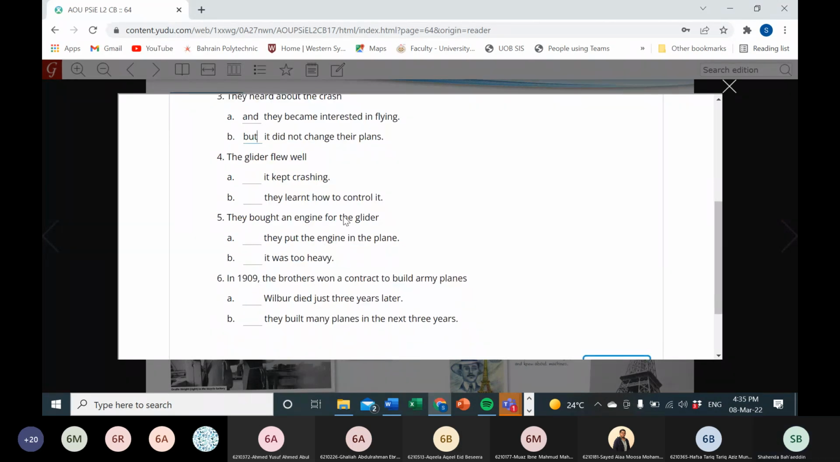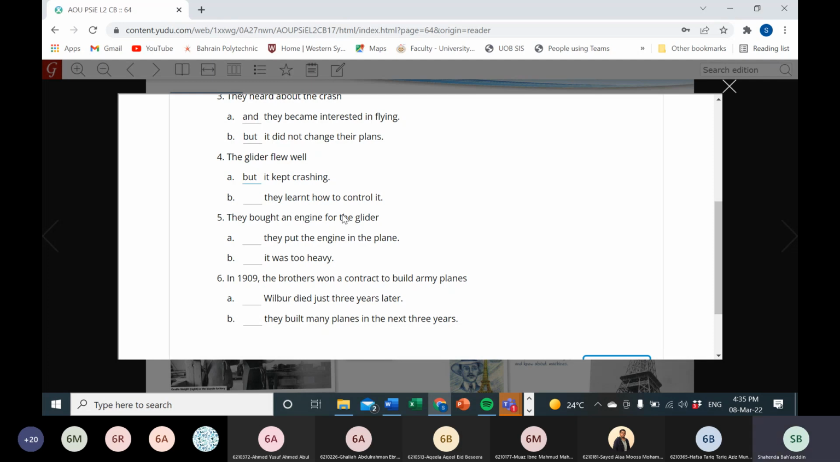Very good. Okay, number 4, the glider flew well. You know, this is a glider. The glider, it's a kind of an aeroplane, an early one without engine. Okay, the glider flew well. Doctor, is it الطائرة الشراعية? Yes, yes. But it kept crashing. See? Two opposite things. It flew well, but it kept crashing. That's why we use but.